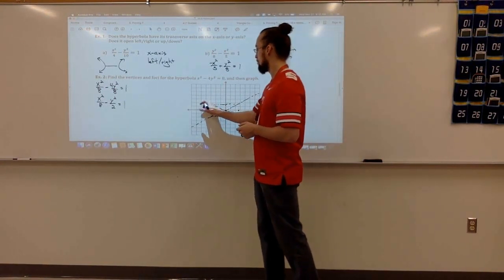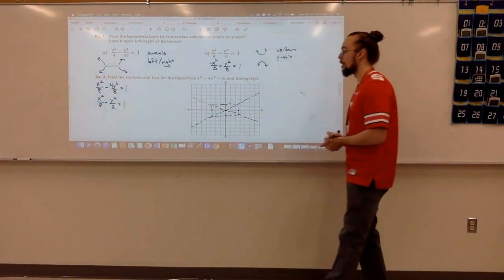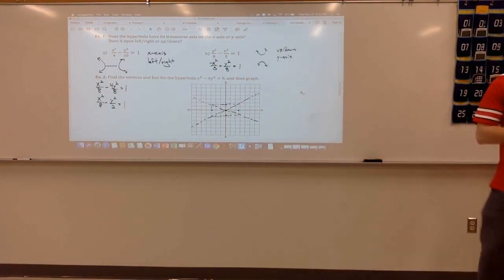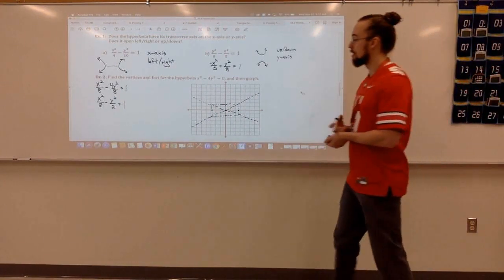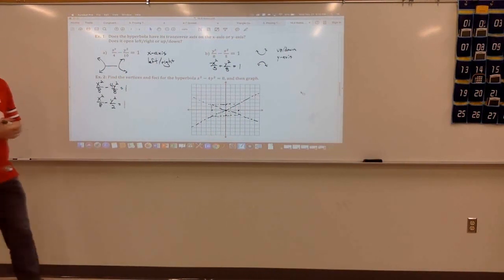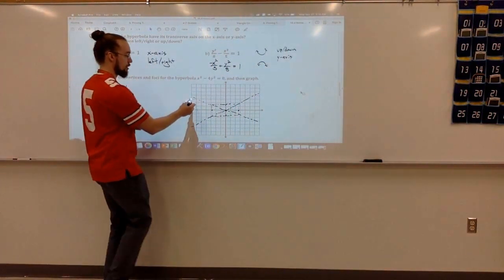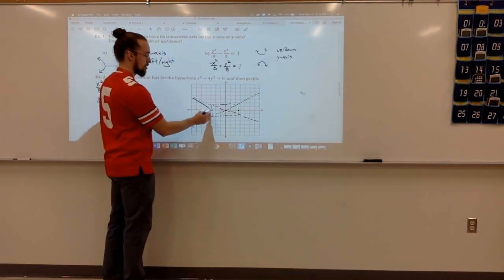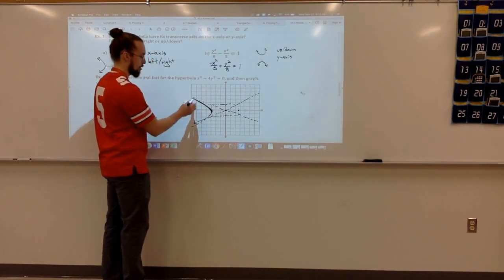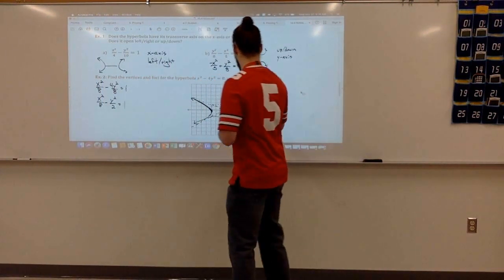Now, is this hyperbola going to open up and down or left and right? Left and right, because x is positive. Right? So, to finish sketching this, it'll look something like this.